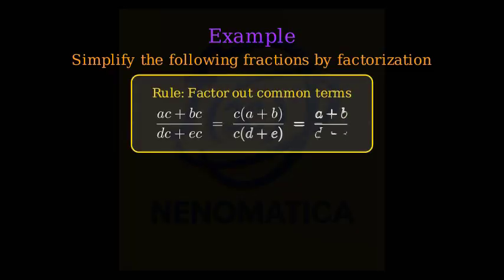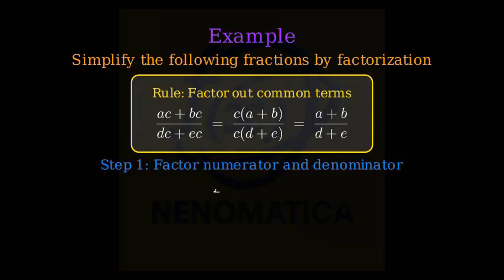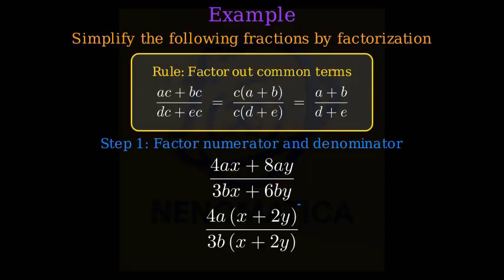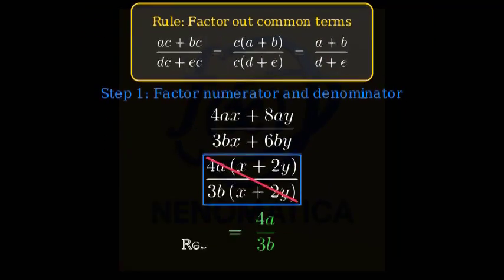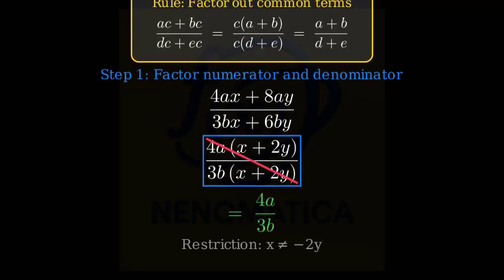First, let's look at a quick rule for factoring out a common term. Problem 1. Factor each part. For 4ax plus 8ay, there is a common factor of 4a. And 3bx plus 6by has a common factor of 3b. So the fraction becomes 4 times (x plus 2y) over 3b times (x plus 2y). The factor x plus 2y appears in both numerator and denominator, so it cancels as long as x plus 2y is not 0. We get 4 over 3b. Restriction: x is not equal to negative 2y.